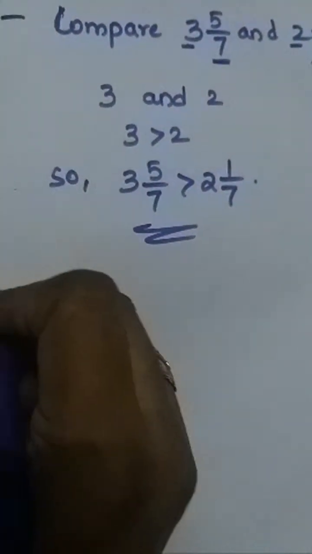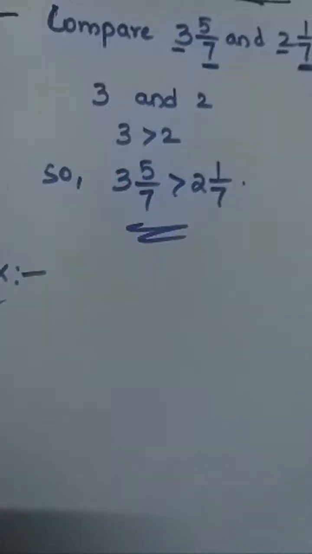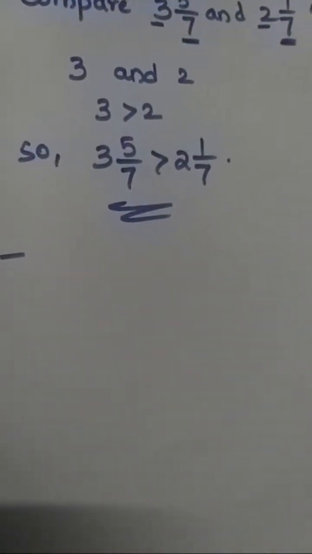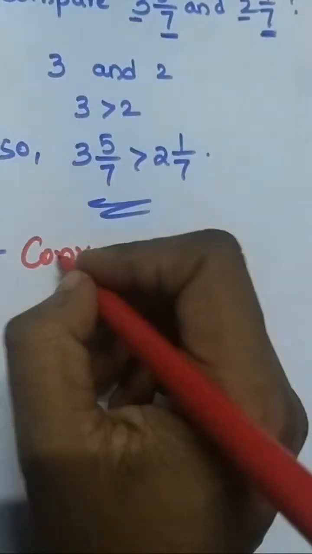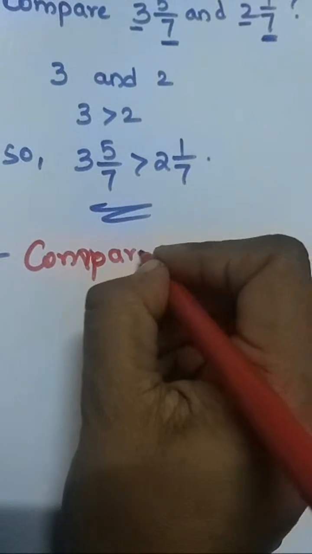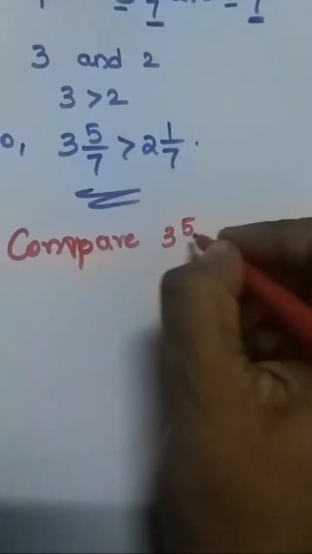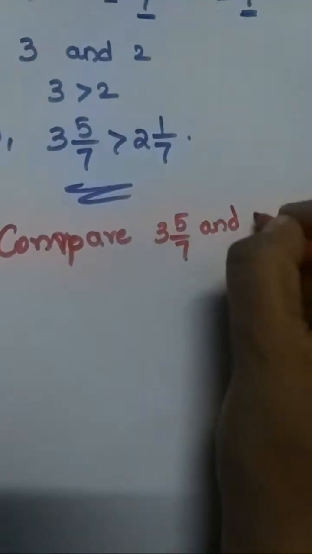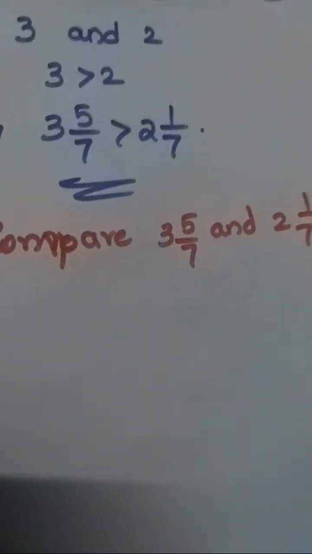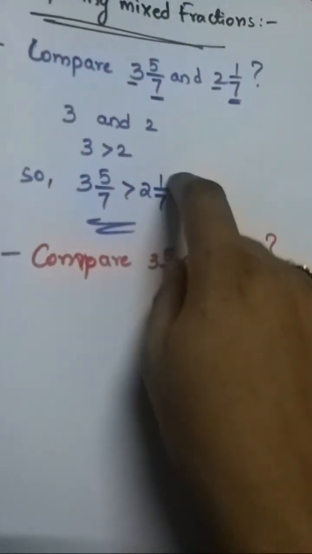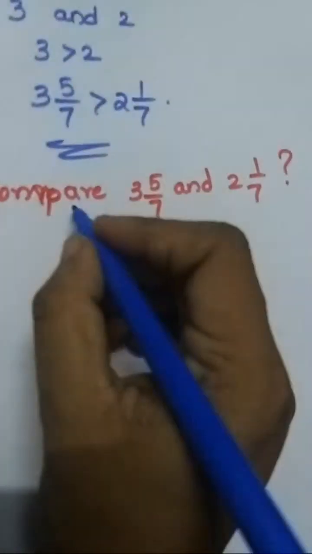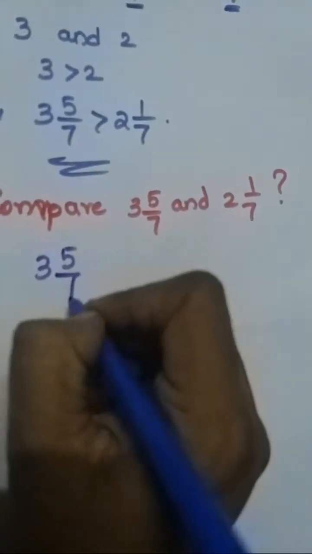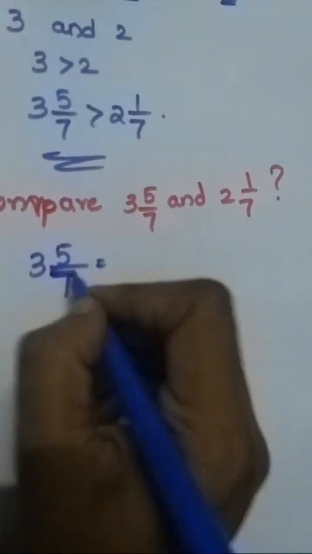Now another method. By example I am showing a different problem: convert into improper fractions. Compare 3 5 by 7 and 2 1 by 7. Another method: I am doing the same problem with a different method. That is, first take this mixed fraction and convert it into an improper fraction.